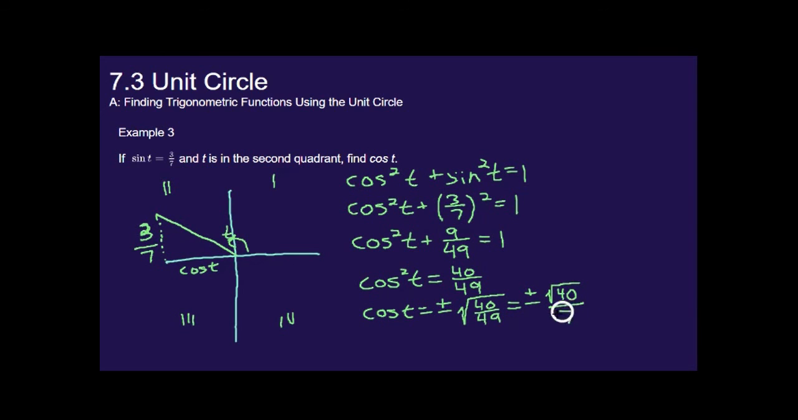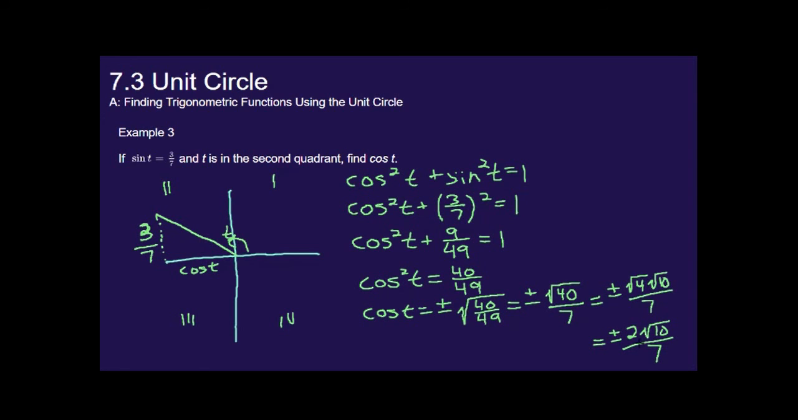Okay, so now I got rid of my radical on the bottom, but I still have a radical on the top that can be simplified even further, and that is plus or minus square root of 4 square root of 10 divided by 7. I'm going to come down here, and I know that the square root of 4 is 2. Square root of 10 cannot be simplified any further.